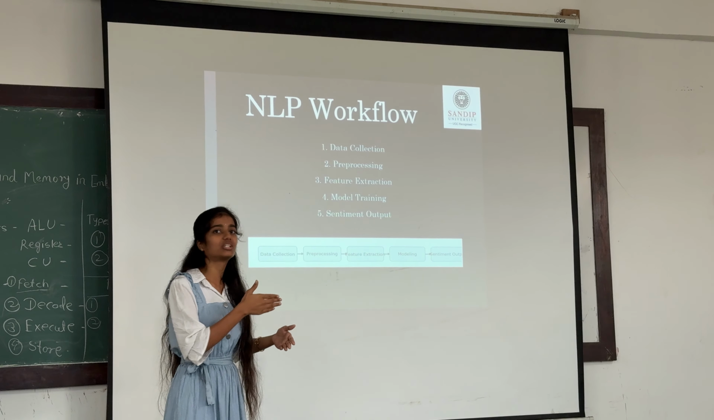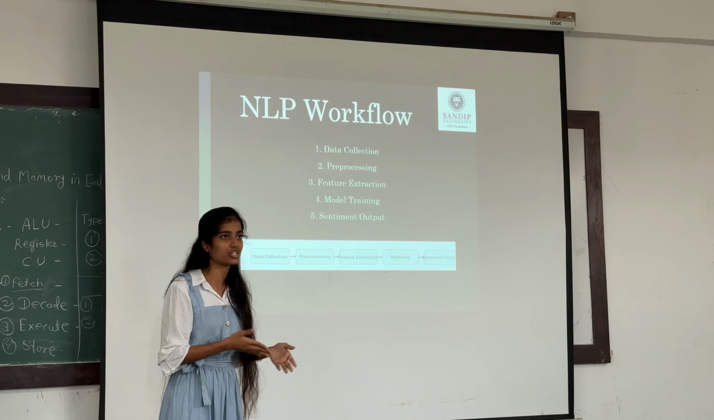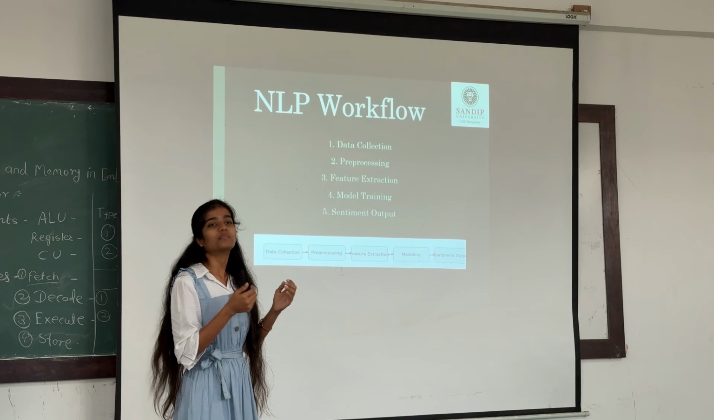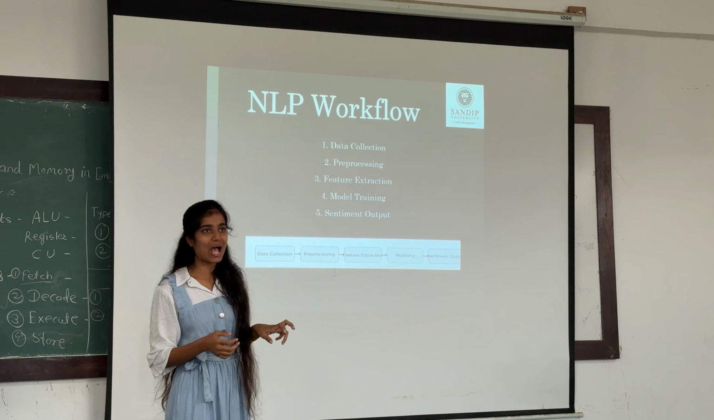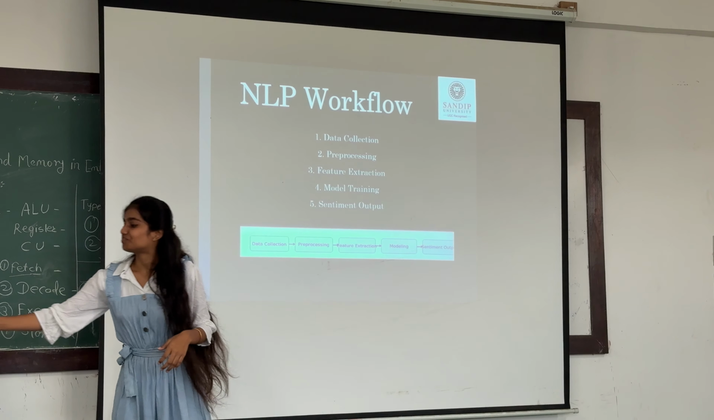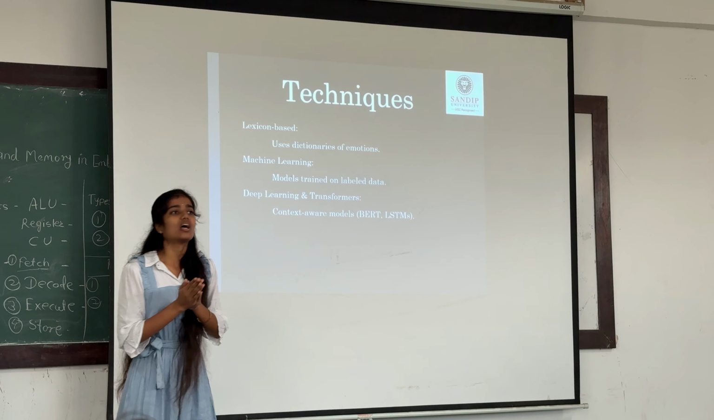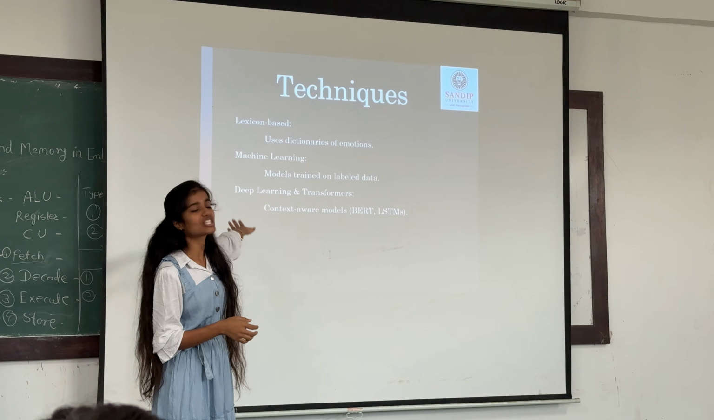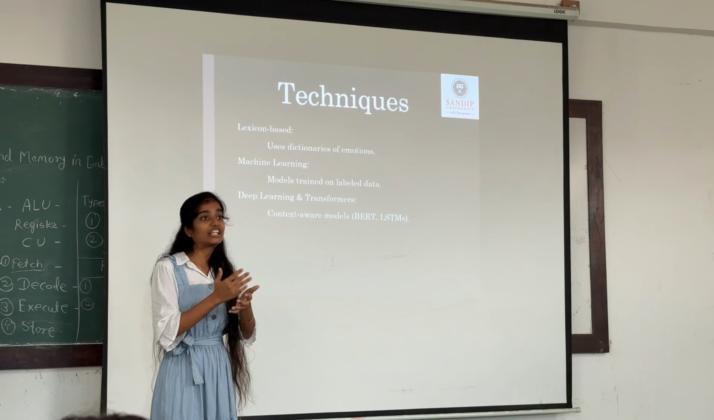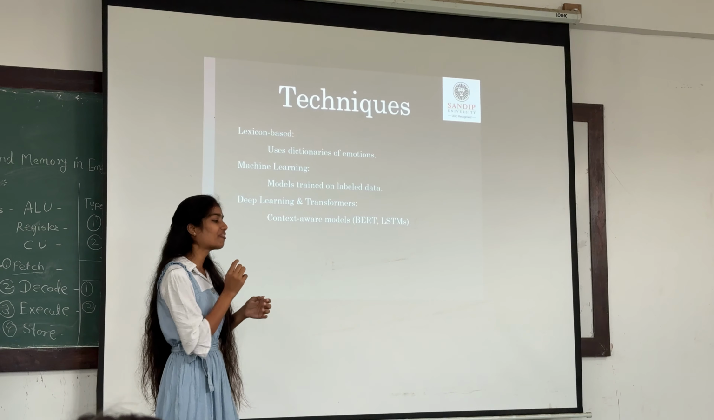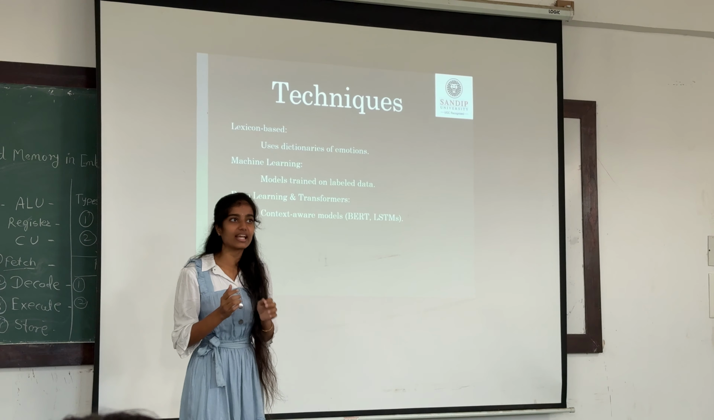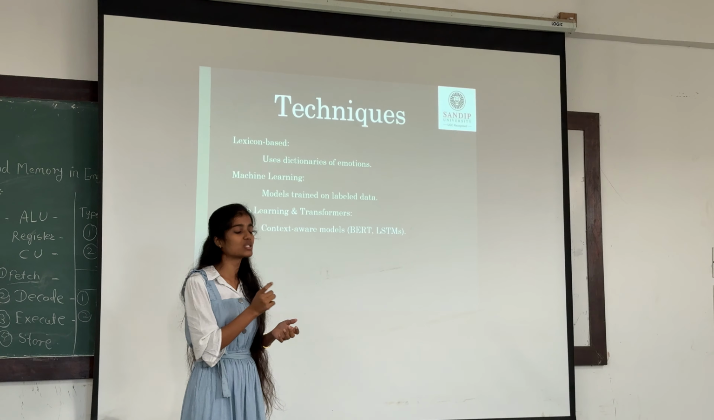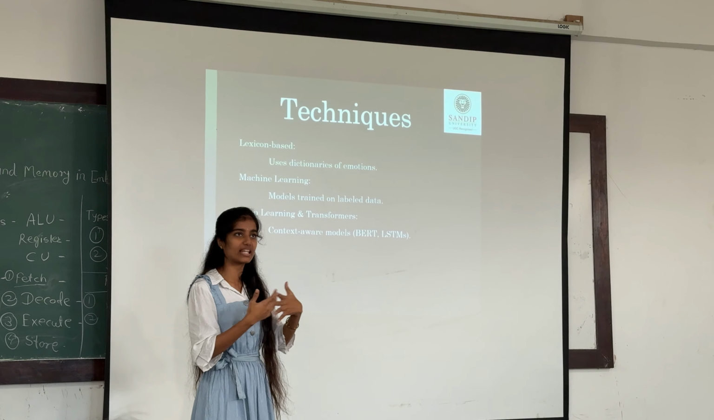It gives the output whether the user is sad or the review is positive or negative. And something like this: user is happy but low-key crying inside. And the techniques. We usually use three basic techniques. The first one is lexicon based. It's like a dictionary of emotions. If I see the word happy in a sentence, it gets a positive score. If I see the word sad in a sentence, it gets a negative score.